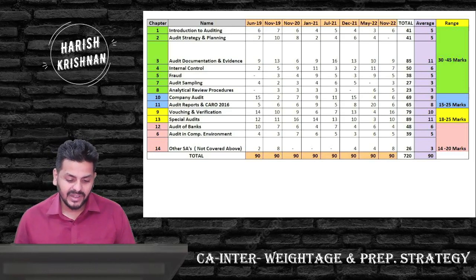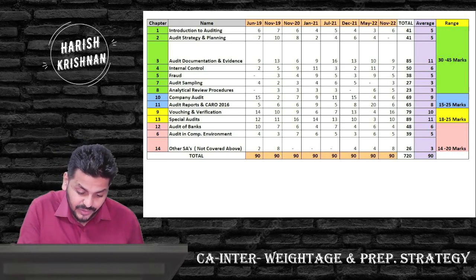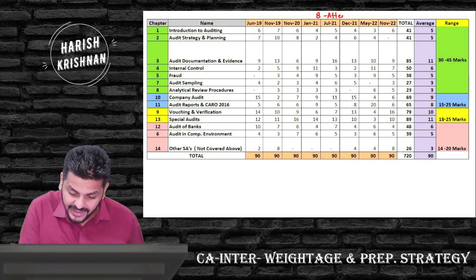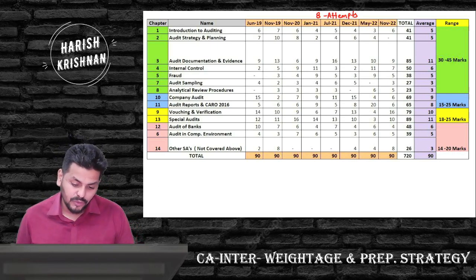I've done a similar video like this on weightage analysis for CA final a couple of days ago. Now I thought I'll do this for Inter. This is a very extensive analysis of almost the last 8 attempts. You can see there 8 attempts ranging from June 19 up till November 22. Very wide coverage so that we can try and understand where our predominant focus has to be.